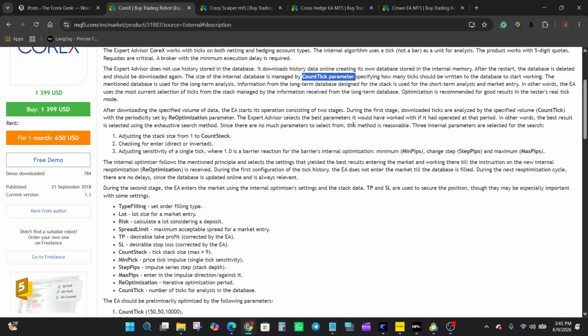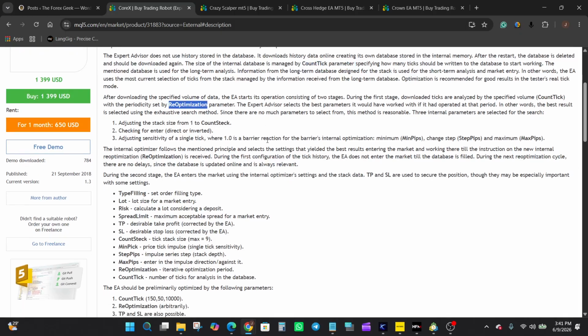According to the developer, once enough tick data has been collected, the EA analyzes that information and performs its own parameter selection process. It evaluates different internal settings and selects the combination that would have produced the best historical result during that analysis period. Now, this process is repeated based on the re-optimization setting, allowing the EA to periodically reassess its parameters using updated market data.